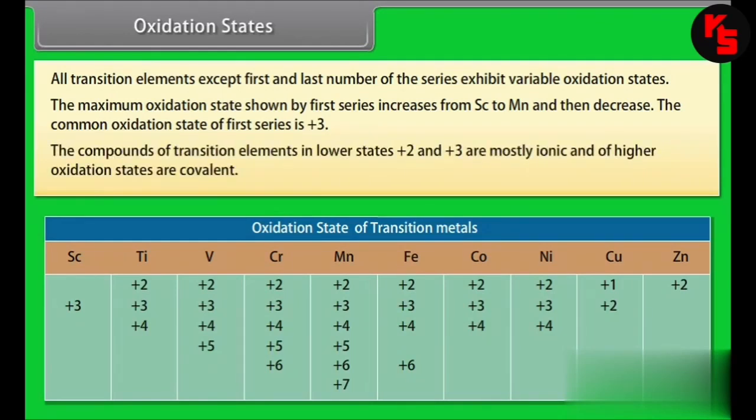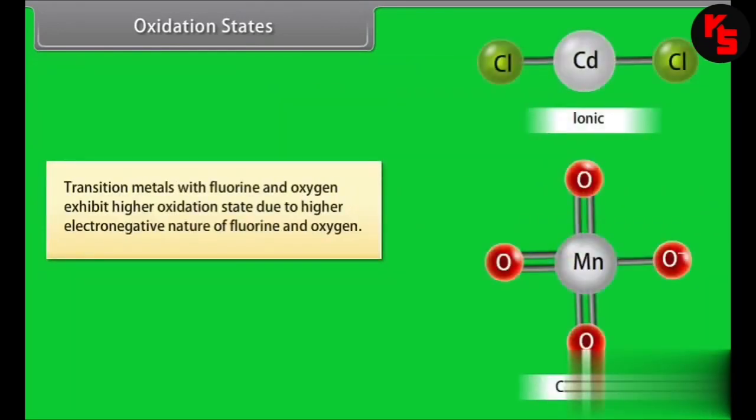The compounds of transition elements in lower states, +2 and +3, are mostly ionic, and those of higher oxidation states are covalent. For example, ZnCl2 and CdCl2 are ionic in nature, and Cr2O7 2- and MnO4 - are covalent in nature. Transition metals with fluorine and oxygen exhibit higher oxidation states due to the higher electronegative nature of fluorine and oxygen.